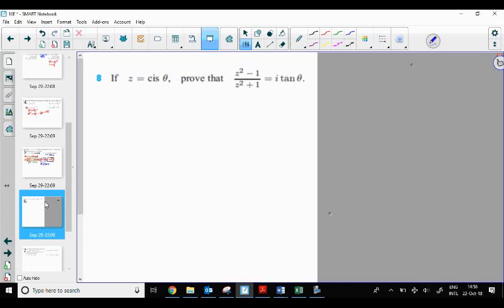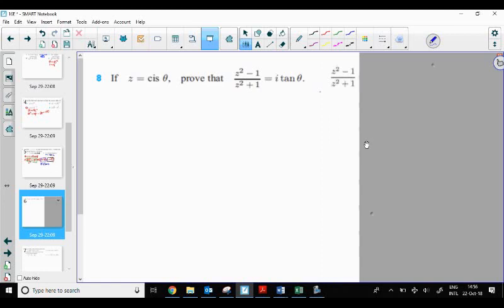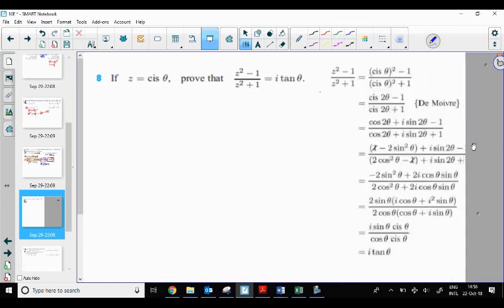All right, now let's look at one that's going to require us to use a bunch of trig. So if z is cis theta, prove that z squared minus 1 over z squared plus 1 is equal to i times the tangent of theta. That doesn't show up all the time, having a tangent involved. This is a pretty lengthy one. I don't feel like writing it all out. You don't feel like reading my handwriting for that long.